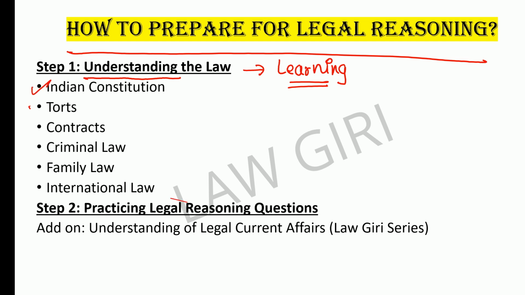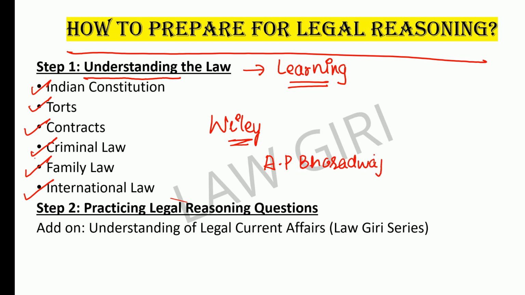Indian Constitution, torts, contracts, criminal law, family law, international law, all of this you need to be well prepared with. And the best book is Wiley's. Right now, a lot of you will be having this book called AP Bharadwaj. Not at all a problem. I know you don't have family law and international law in your AP Bharadwaj. I'll be providing family law and international law notes very soon to you guys. So no need to buy Wiley's. If you have AP Bharadwaj, that is also going to do. But if you are planning to buy a new book, then invest in Wiley's book.